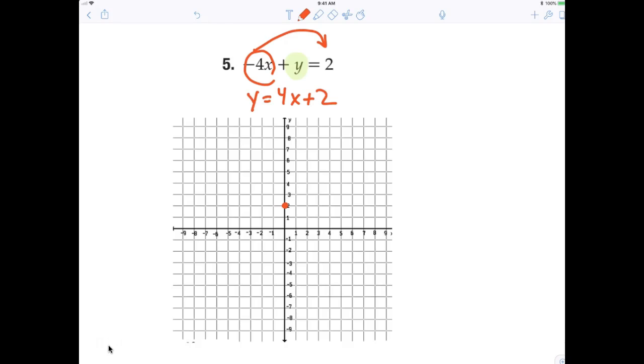4. 4 over what? Yes, make sure you always write slope as a fraction. All right, so from there I go up 4 and you are awesome. Up 4 and over 1. Here we go, right there. Anybody have any questions? Now draw the line.